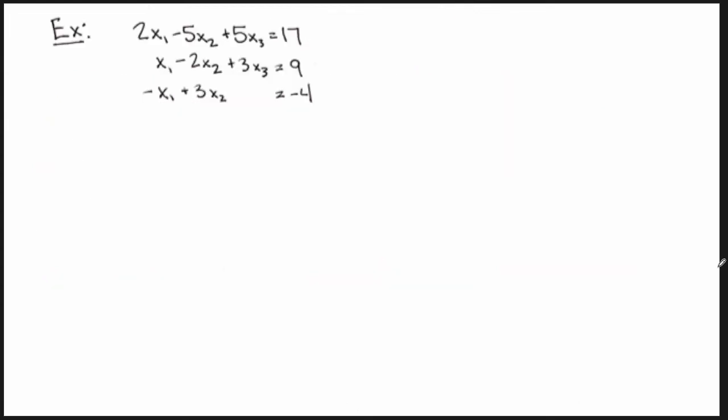Let's get started. Okay, so suppose I have this system, right? 2x1 minus 5x2 plus 5x3 equals 17. x1 minus 2x2 plus 3x3 equals 9. Negative x1 plus 3x2 equals negative 4.